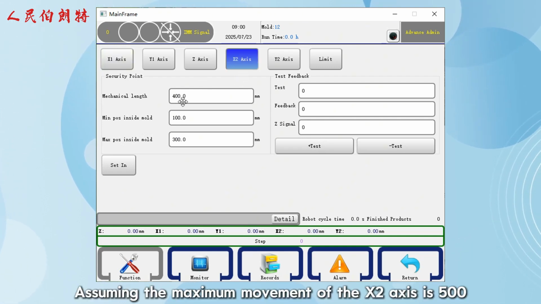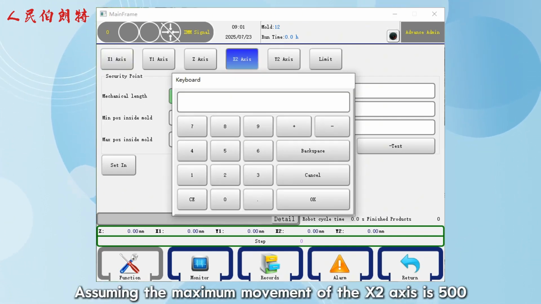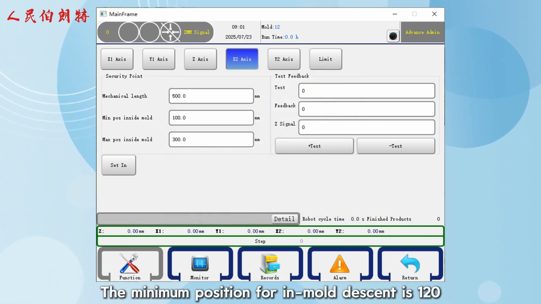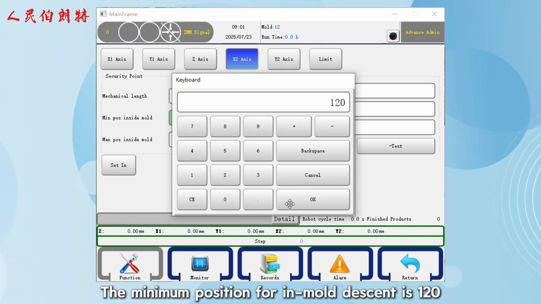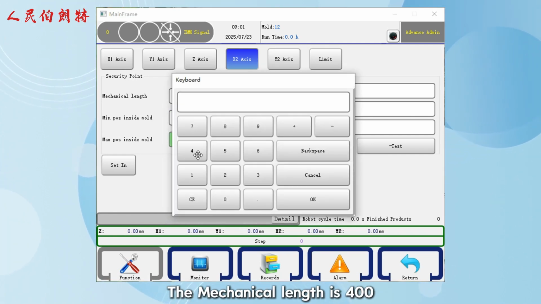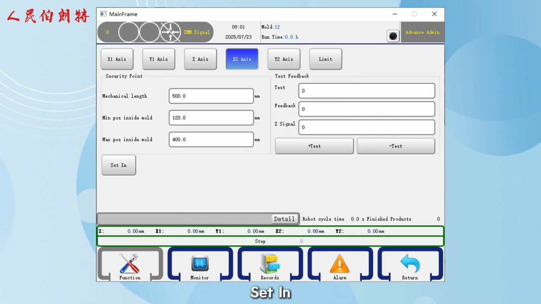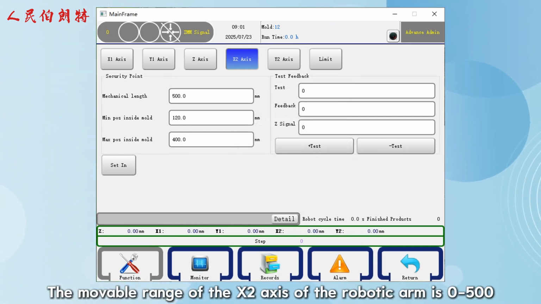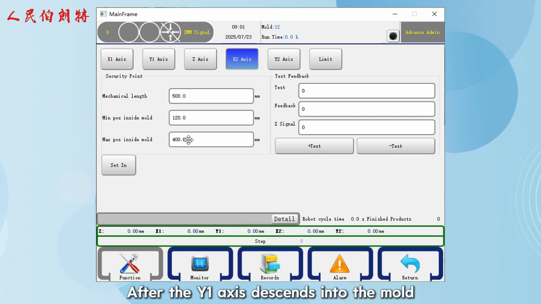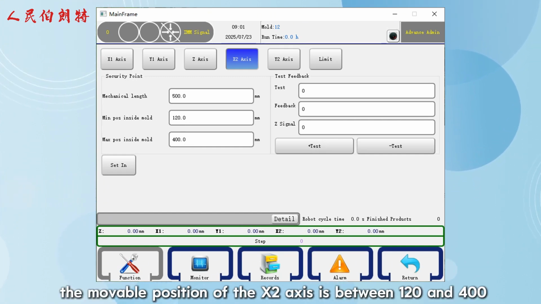Assuming the maximum movement of the X2 axis is 500, the minimum position for in-mold descent is 120. The mechanical length is 400. Set in. The movable range of the X2 axis of the robotic arm is 0-500. After the Y1 axis descends into the mold, the movable position of the X2 axis is between 120 and 400.